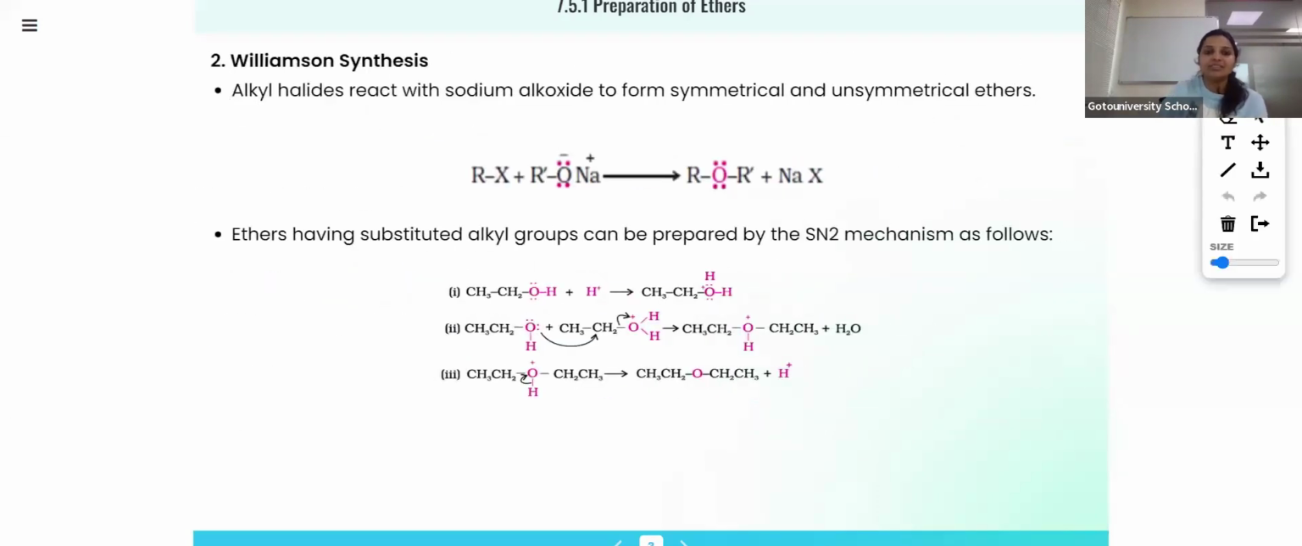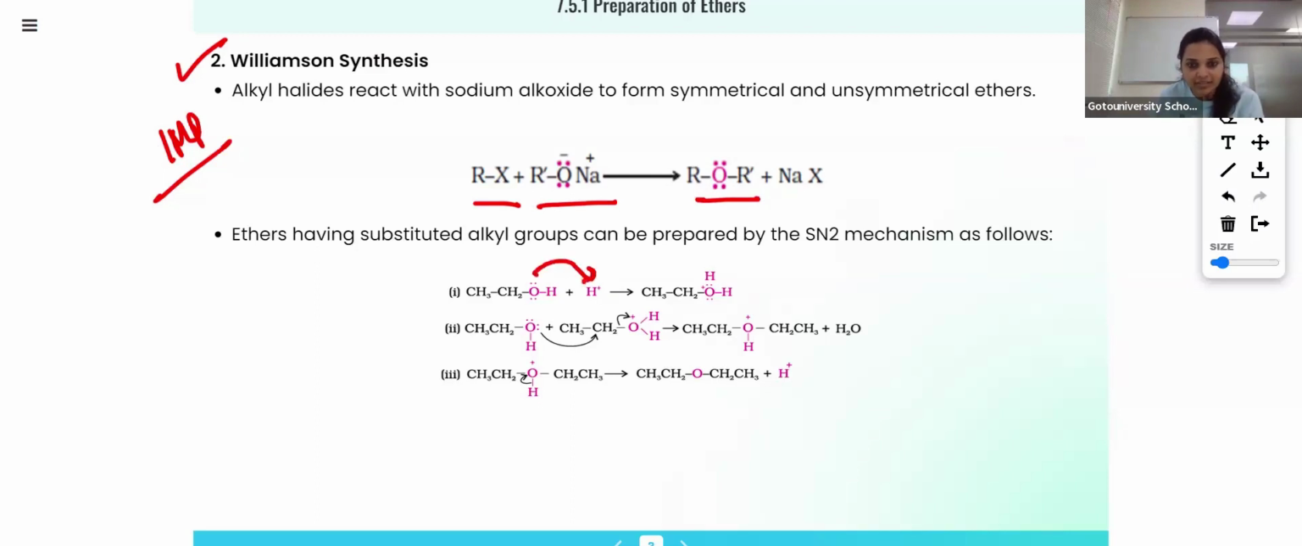Now the next one, Williamson synthesis. This is again an important name reaction. We discussed the Coates reaction, Williamson synthesis, many reactions, so don't be confused about these reaction names. In Williamson synthesis, we are preparing ether from the alkyl halide on reaction with sodium alkoxide. If you move to the mechanism, it is the same mechanism. Here the OH group is attacking the H plus ion, we are getting the protonated one that is attacked by the next one, C. Okay, that's it.